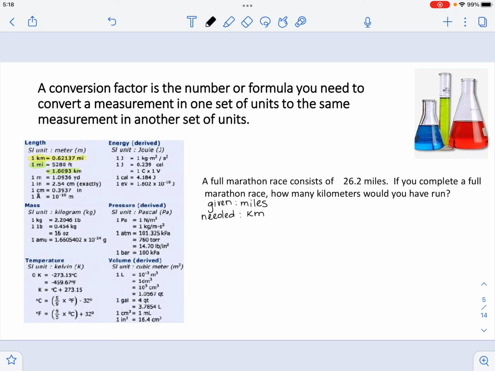Now, I'm going to do the problem utilizing dimensional analysis, and understand that there are other methods. You can use cross multiplication. Use the method that you feel more comfortable with. I'm going to teach you dimensional analysis because we use it throughout the semester. First, we're going to write the measurement given, which is 26.2 miles.